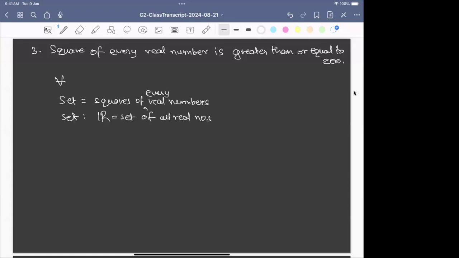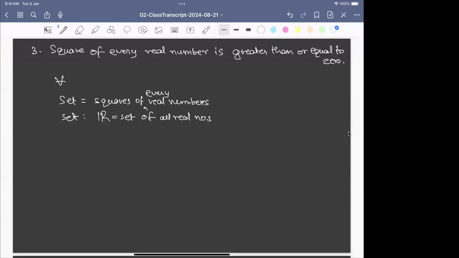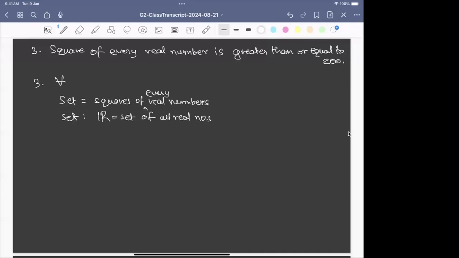Okay. So how do I write it? And what is the property? What is the property, Sumit? The property is square of real number is greater than or equal to 0. So I want to write in terms of quantifiers. How do I write? For all.